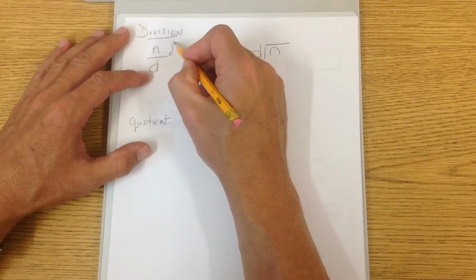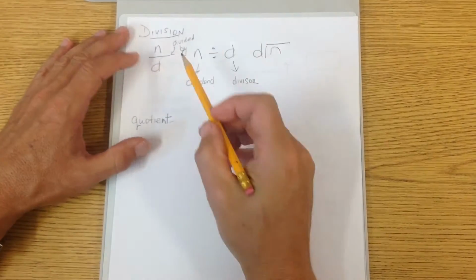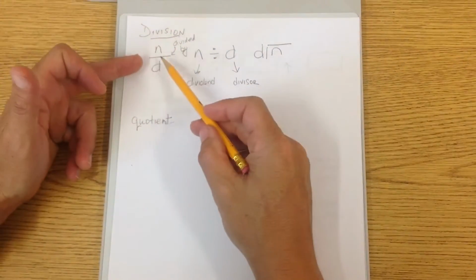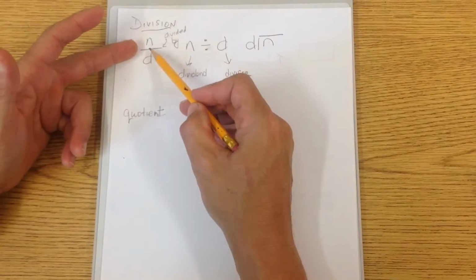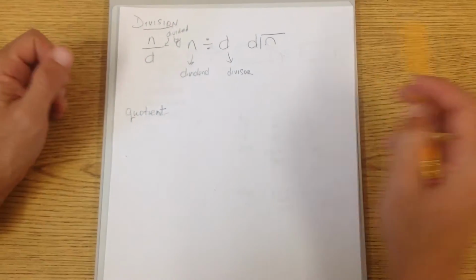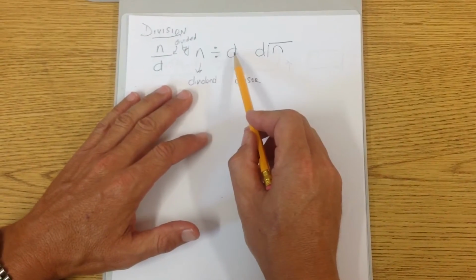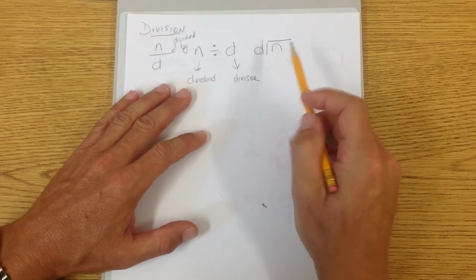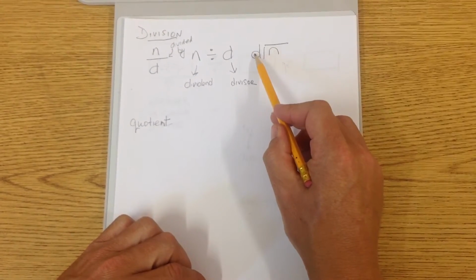So when someone asks you what operation a fraction is, it is division, the numerator divided by the denominator. It also could be written as numerator ÷ denominator, and it's also written as numerator divided by denominator.